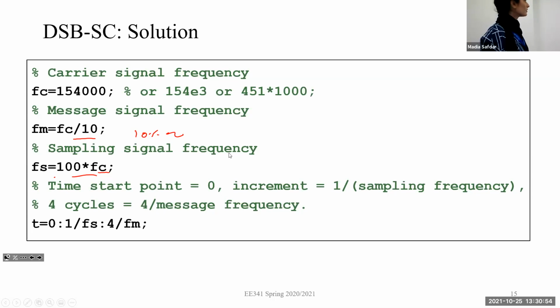Is that number correct? Only your code is this. I was checking. Actually, this is 154, 154 multiplied by 1000. It's not 451. There's a mistake. Yes.